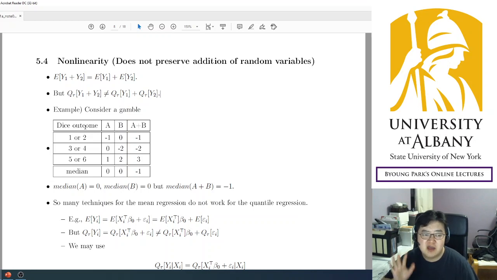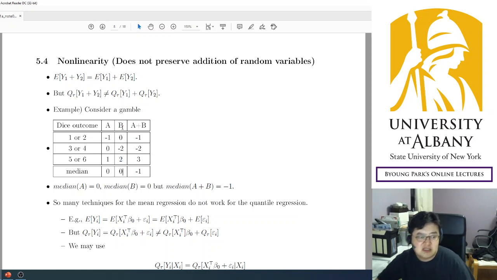Suppose that you are playing a gamble. In a gamble, you throw a dice, and there are two different games. In game A, if you see one or two, then you lose $1. Three or four, nothing happens. Five or six, you get $1. And if you play game B, it will be plus or minus $2: 0 when 1 or 2, 3 or 4 minus 2, 5 or 6, 2.